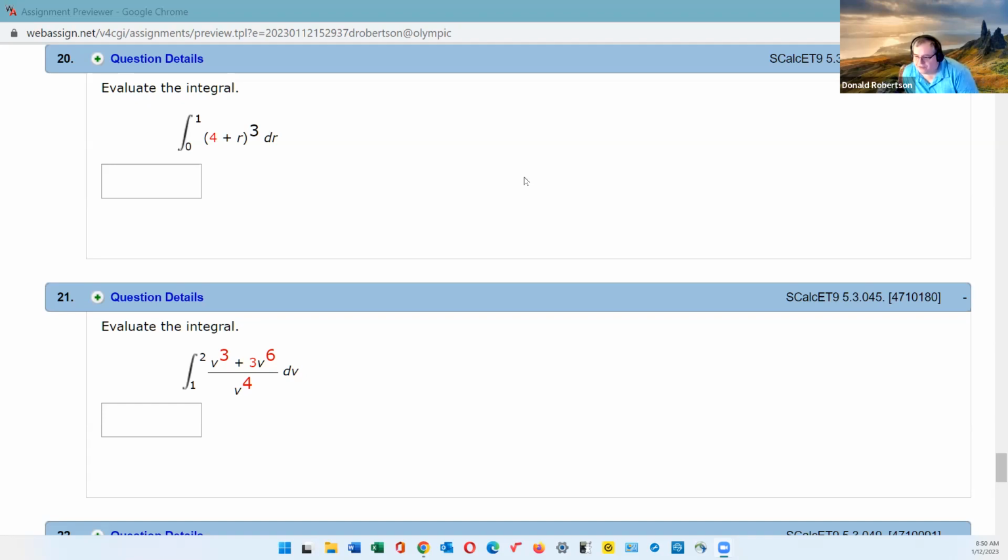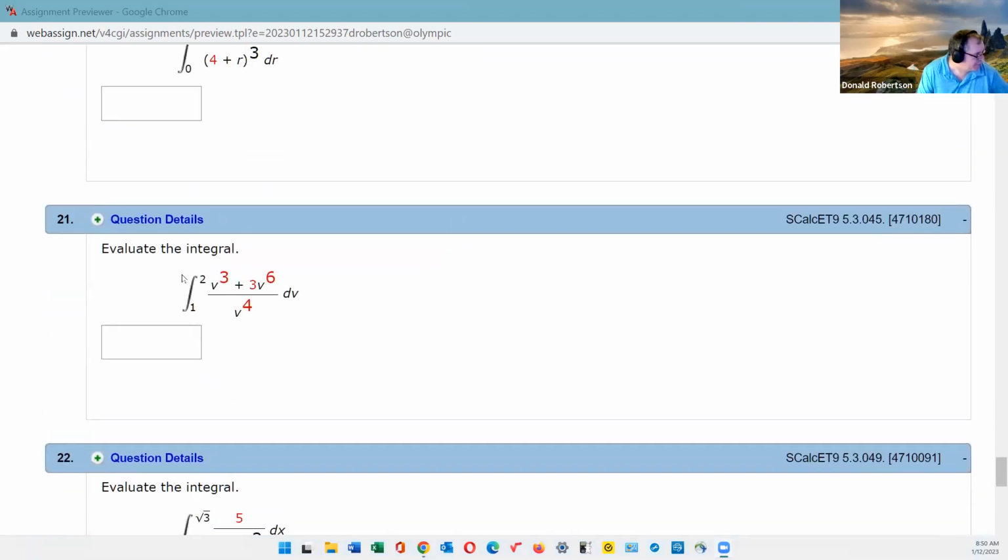Well, we did one earlier today that was similar to this. Do you know you need to FOIL it out? Just a little bit harder. You need to go 4 plus r times 4 plus r, get that answer, and then multiply it by another 4 plus r. And our last question, what would we do with question 21? We've done two like this. How would I rewrite 21?